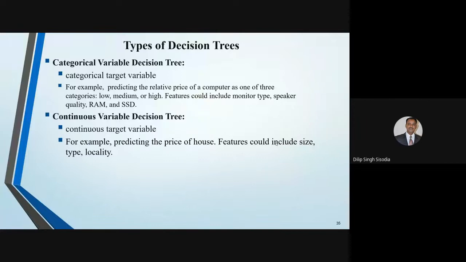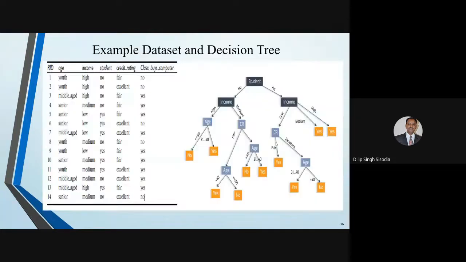The types of decision tree: a categorical variable decision tree means a categorical target variable. For example, predicting the relative price of a computer as one of three categories: low, medium, high. Features could include monitor type, speaker quality, RAM, SSD, etc. A continuous variable decision tree has a continuous target variable, for example predicting the price of a house. Features could include the size, type and locality of the house, and in this way the price will be different. So these are the two broad categories of decision trees: categorical and continuous variable decision tree.